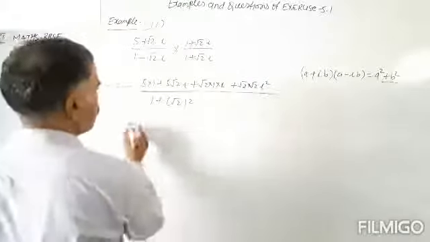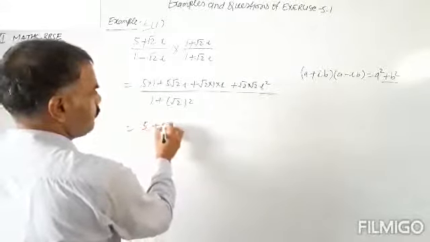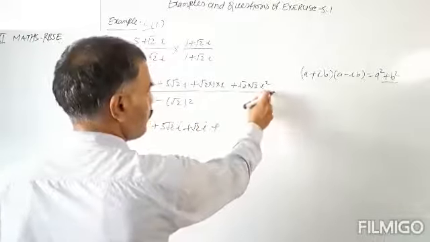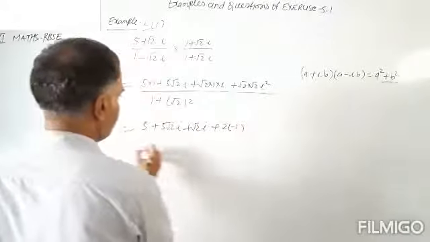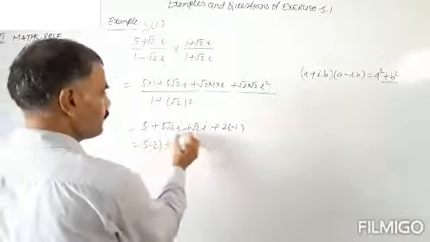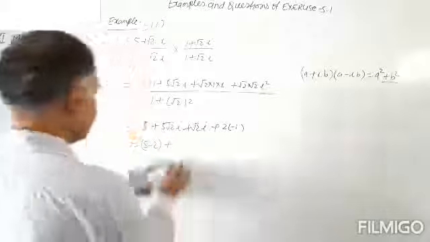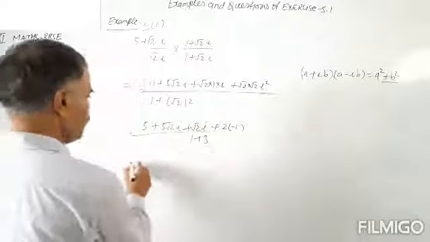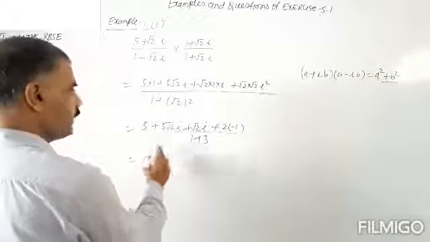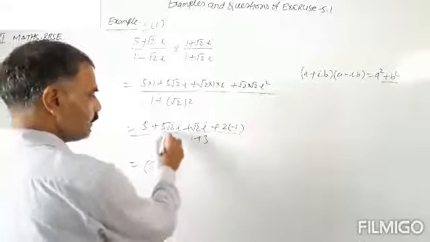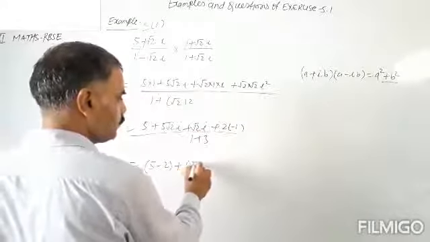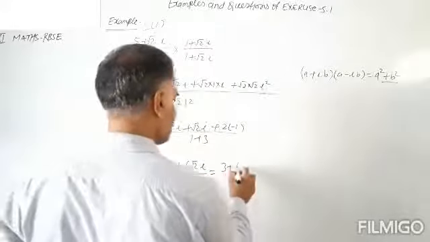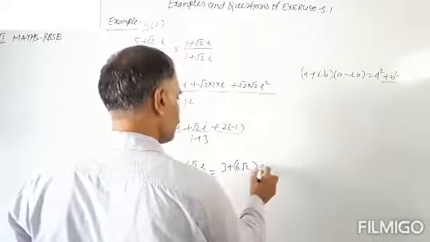So now this is equal to 5 plus 5 under root 2 iota plus under root 2 iota plus 2 iota square, that is 2 into minus 1, divided by 1 plus 2, that is 3. So 5 minus 2 is the real part, plus 5 under root 2 plus under root 2, that is 6 under root 2 iota, is the imaginary part, divided by 3. So 3 plus 6 under root 2 iota upon 3.